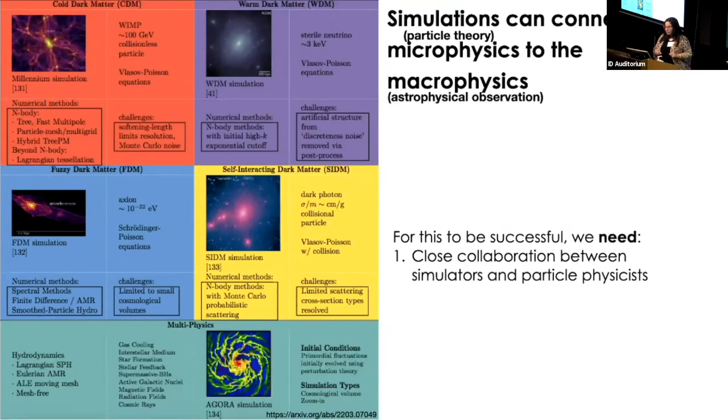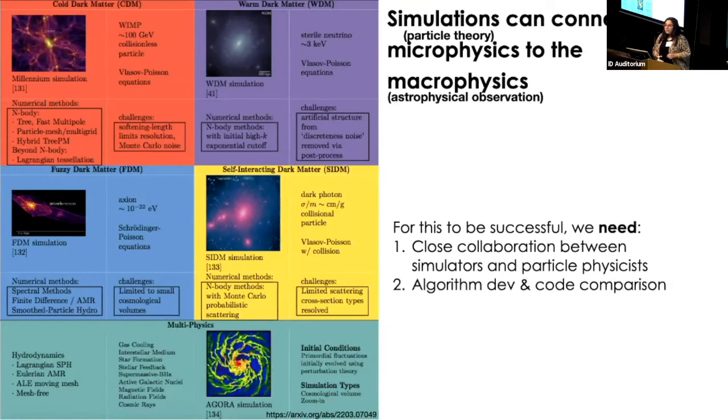So I wanted to go through some of these needs. As I have emphasized, we need close collaboration between us as a simulation community and the particle physicists. And we need to be working together to develop the algorithms so that they accurately represent the dark matter physics. And we need to do this across different codes so we can validate our results with code comparison tests. Like we've been validating the baryonic physics with things like Agora, we need to do something similar with the dark matter.